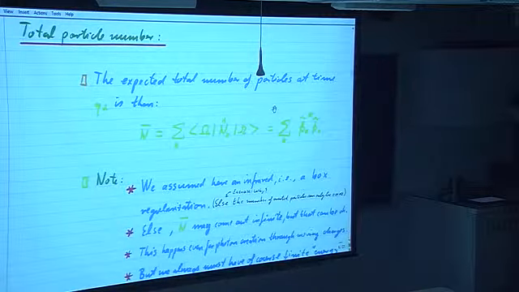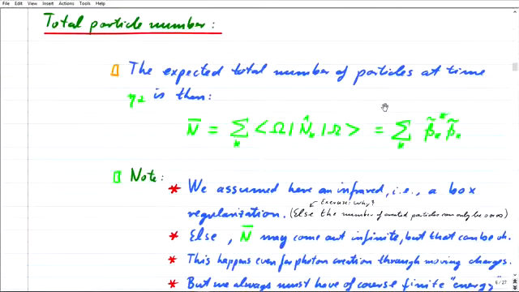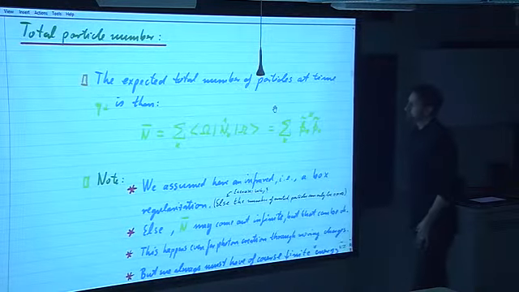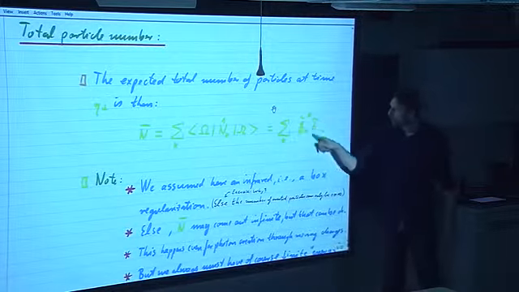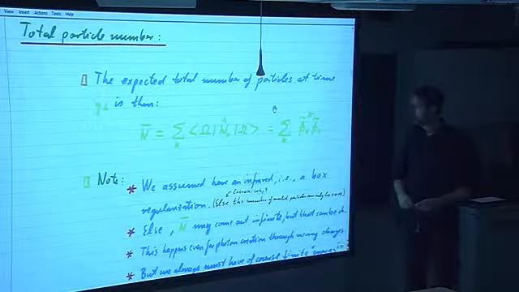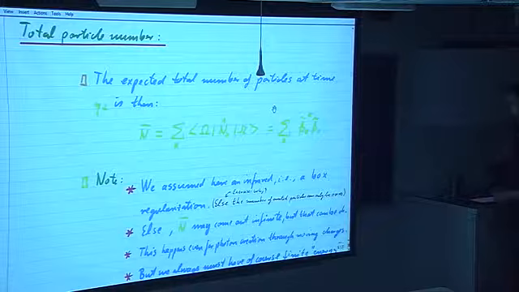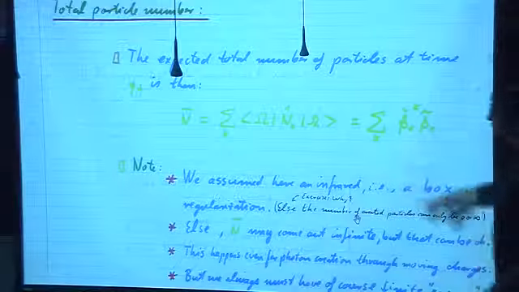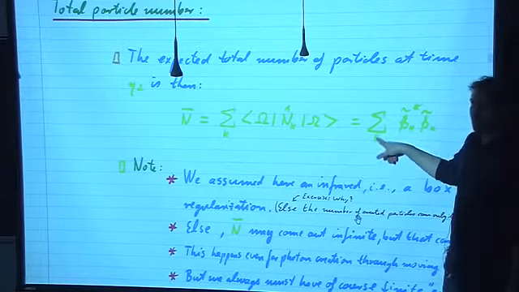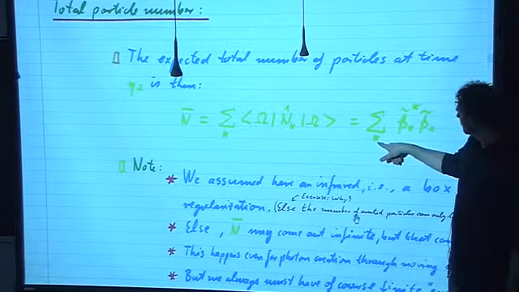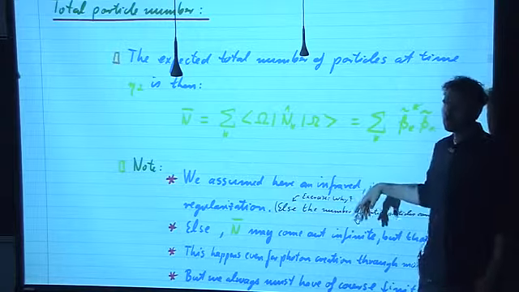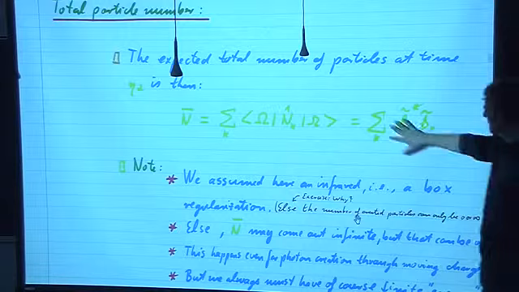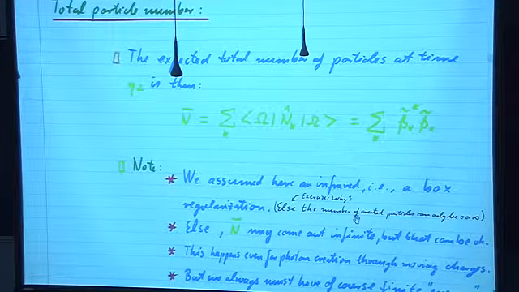So then what about the total particle number? There we have to sum over all k, and that just gives us the sum over all moduli squared of the beta coefficients. We are assuming here, as you can tell by the fact that we are not integrating but we are summing, that we have an infrared cutoff. For example, that the system is in a box, so that we have a series rather than an integral here.